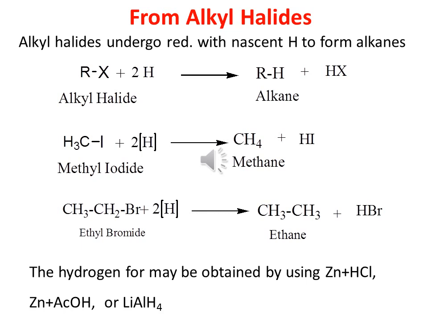Alkyl halides can also be reduced catalytically to alkanes by hydrogen with palladium, or lithium aluminum hydride, or by hydrogen with nickel catalyst. The yields are generally high and the hydrocarbons are obtained in high concentration.